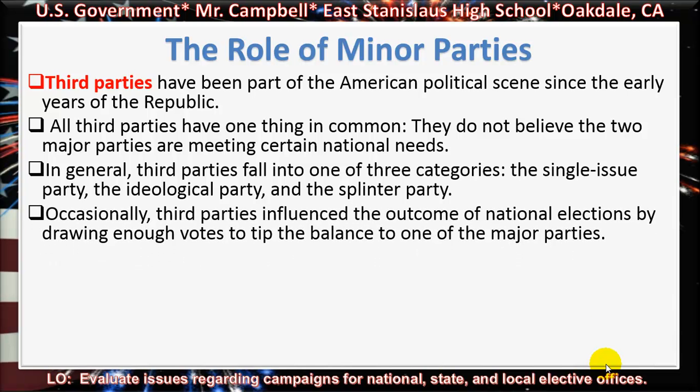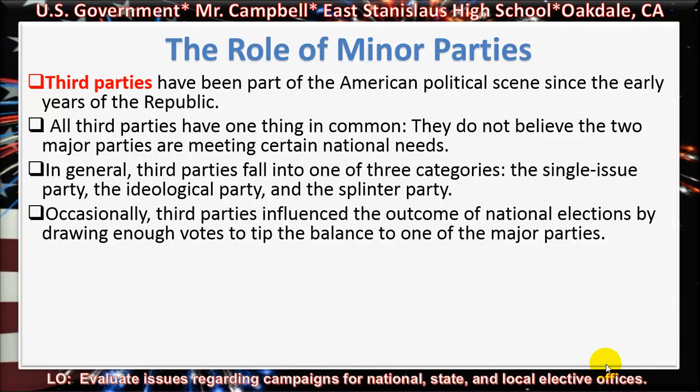Occasionally, third parties influence the outcome of national elections by drawing enough votes to tip the balance to one of the major parties. For the most part, with the minor parties, we see them sometimes win some state and local offices. Once in a while on the federal level, you may have a third-party candidate that maybe gets elected to Congress. We've never really had one make much of an impact on the presidency other than possibly, like it says, tip the election to one other party.